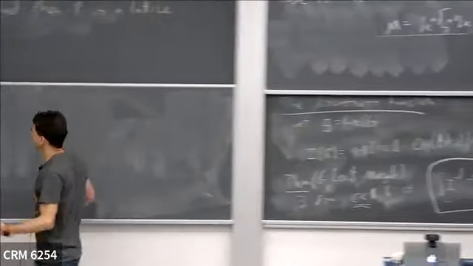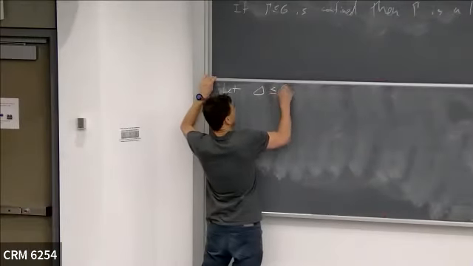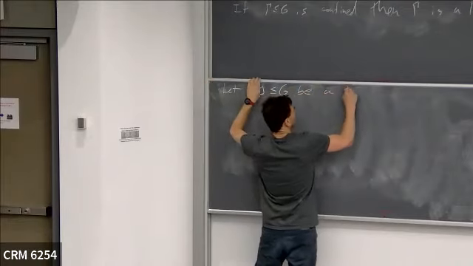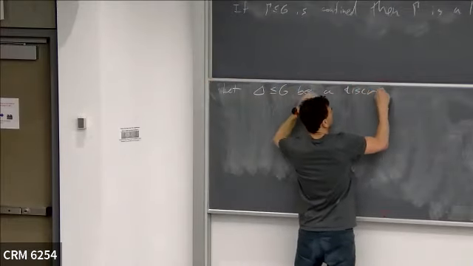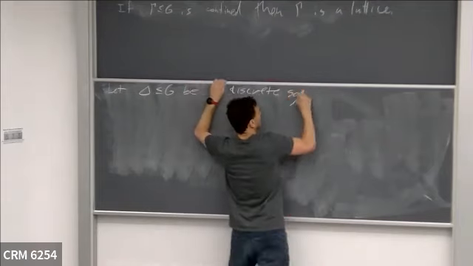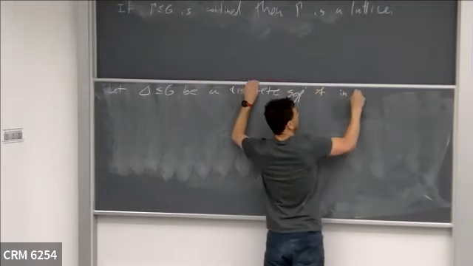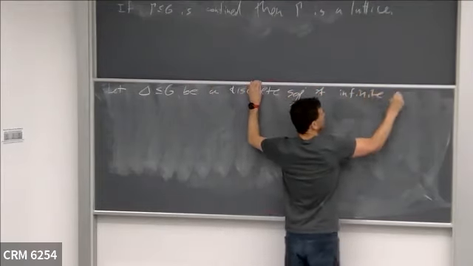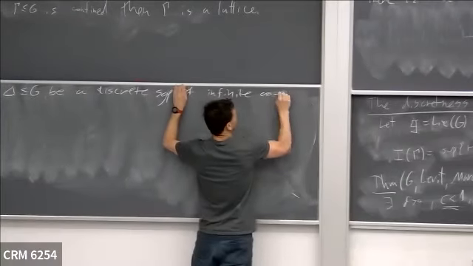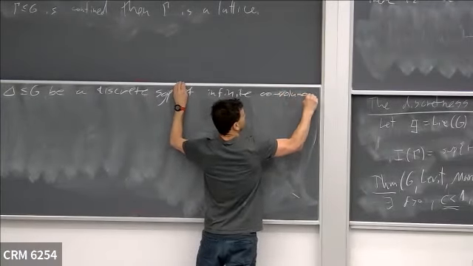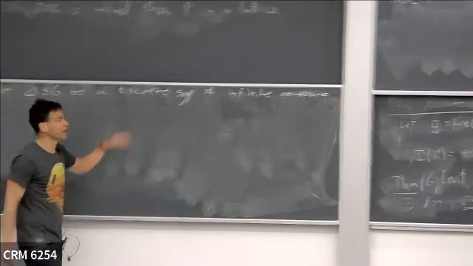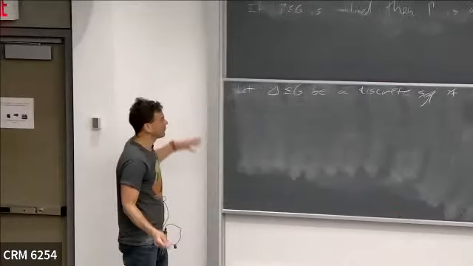I'll call it delta to emphasize that it's not a lattice. So let delta inside G be a discrete subgroup of infinite volume. So it's not a lattice. For instance, an infinite index subgroup of a lattice, but much more general than that.